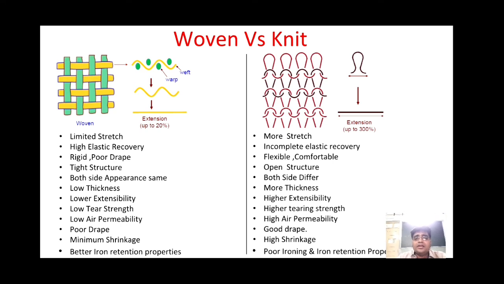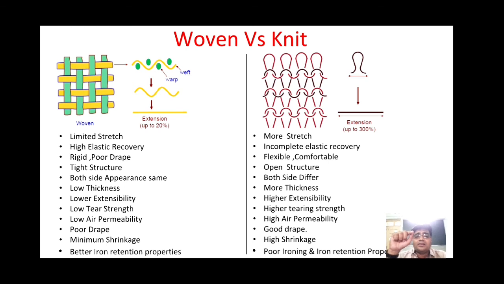Now once again another differential point: lower air permeability and higher air permeability. Woven fabrics have a lower air permeability. Now what is air permeability? It is the ability of the fabric to pass air. Here, since the structure is very tight in the case of woven fabric, very limited air is going to pass from one side of the fabric to the other side.